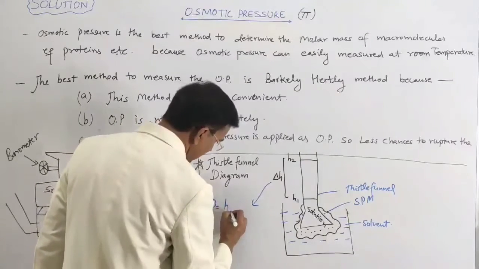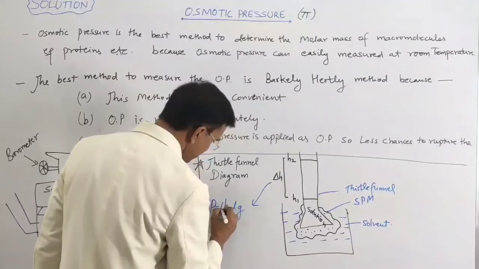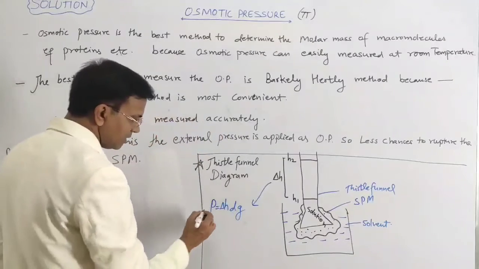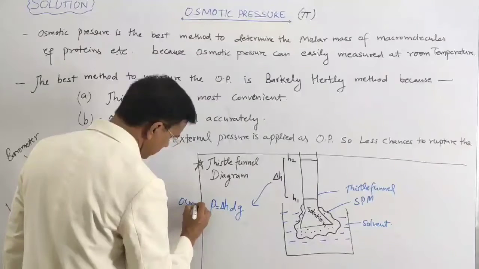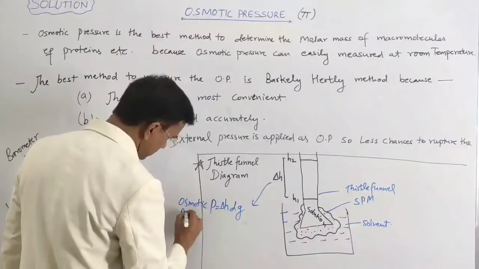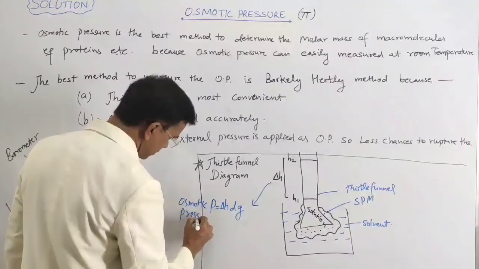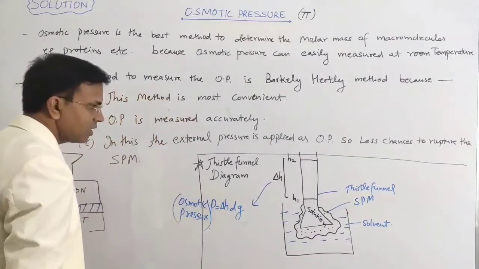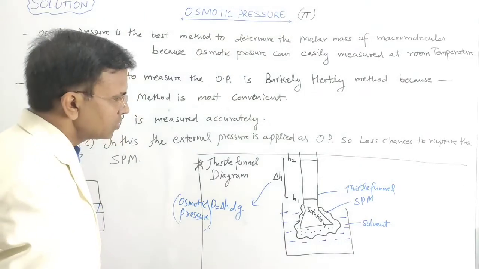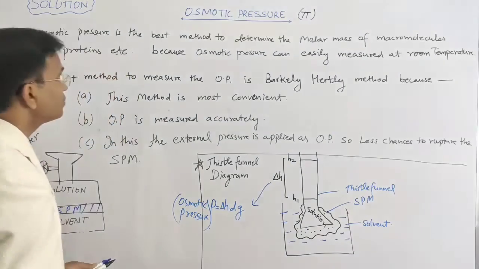Pressure is equal to h d g, that is delta h, right? And this pressure will be the osmotic pressure, right? So this is a Thistle funnel diagram. So this is all about the osmotic pressure.